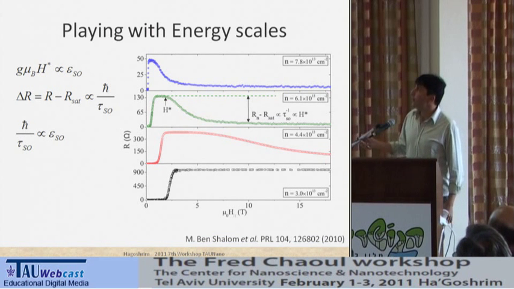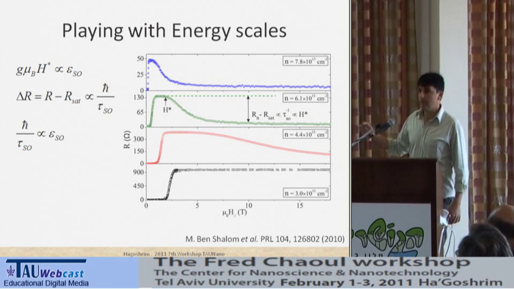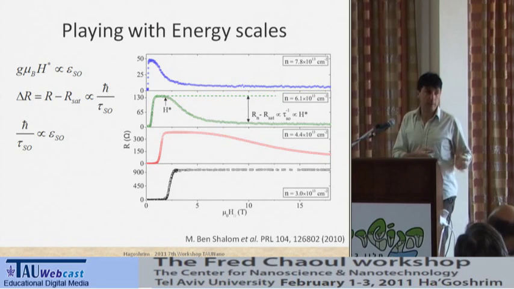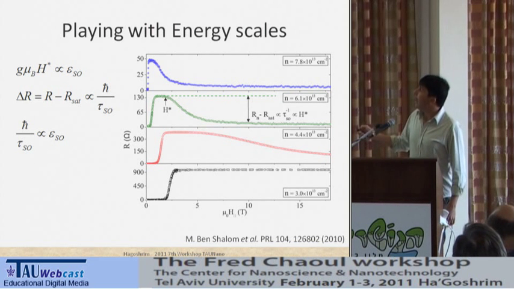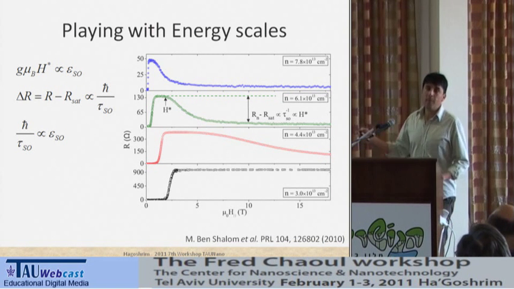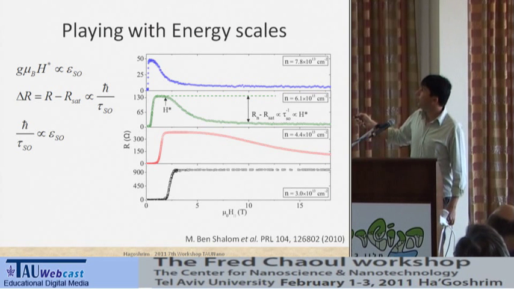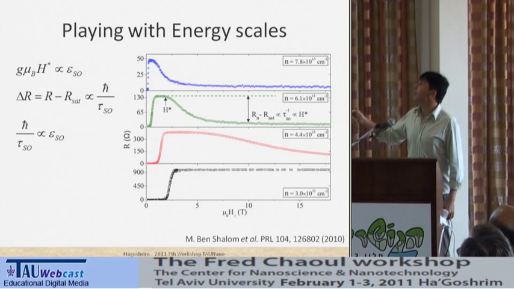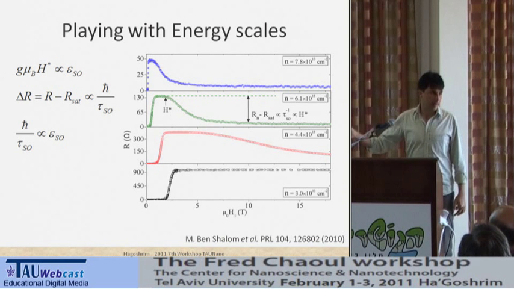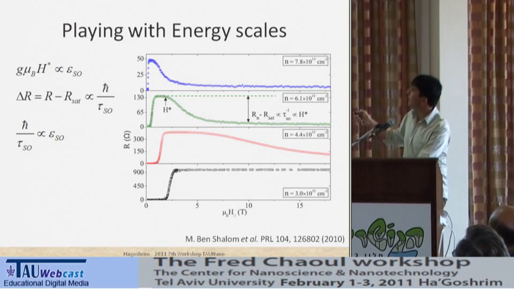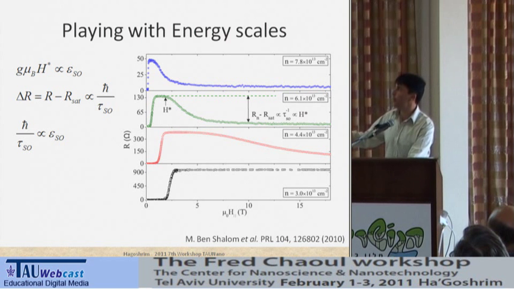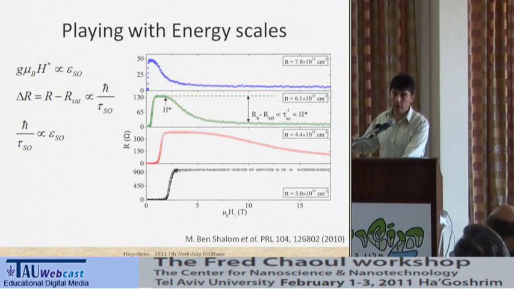So here we try to estimate the spin-orbit coupling from the magnetotransport, and we identified this field as the field which is characterizing the spin-orbit coupling. And this resistance is coming from spin-orbit scattering. So if you believe that this difference is proportional to the scattering time, and this field is proportional to the spin-orbit energy, then these things should scale. So this is H star. It should be proportional to epsilon SO, and the difference in resistance should be proportional to 1 over tau.